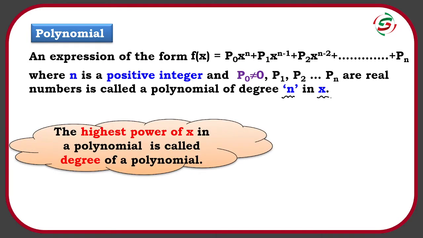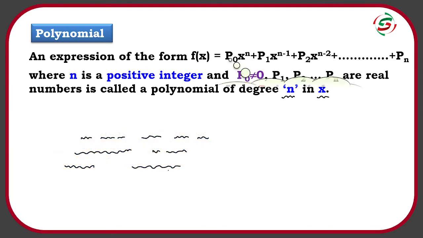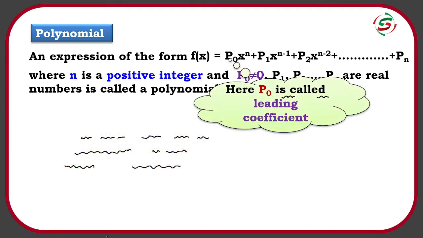Here first you can just see the highest power of x in the polynomial is called the degree of the polynomial. So the degree of the polynomial means the highest power of the variable x is called degree. Clear? And p naught is called the leading coefficient.